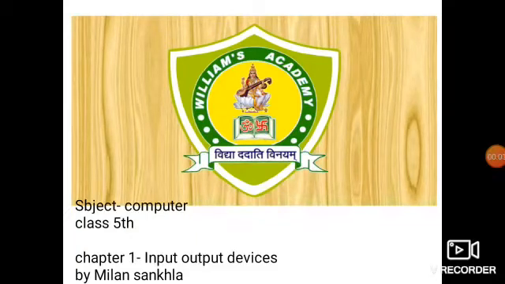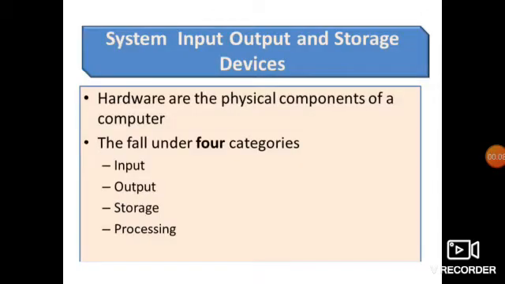Good morning students. We are going to study chapter 1, input output devices of a computer. In the previous classes we learnt about the input process output cycle, that is, the IPO cycle. This cycle simply explains how a computer works: when a computer takes input, it processes it and gives an output.